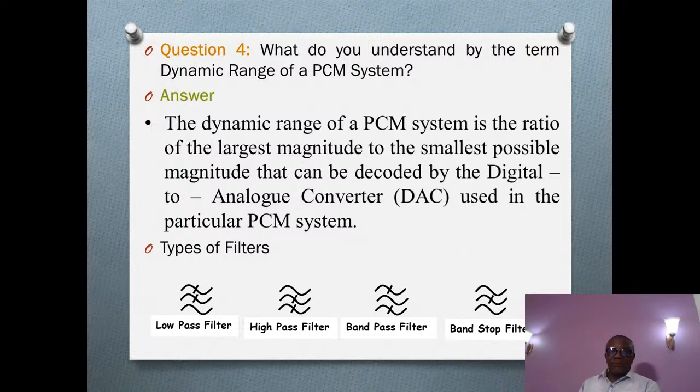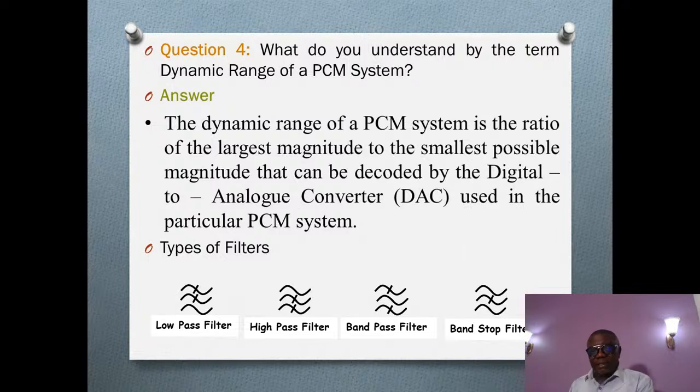We also have the third one, which is the band pass filter. The band pass means that it stops signal from 0 to a point. Then from that point, it allows signals to pass to another point. Then from that other point, it will also not allow signals to pass. So it is called band pass filter. And the symbol is like that.